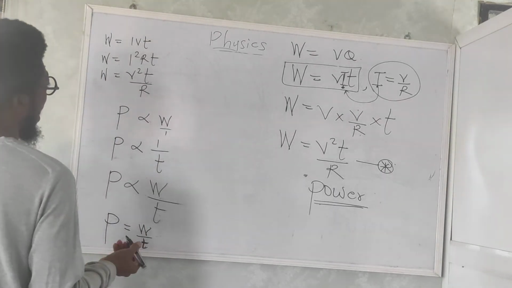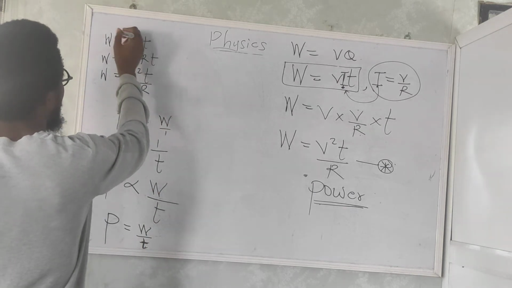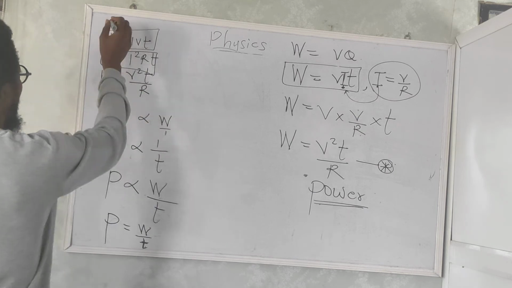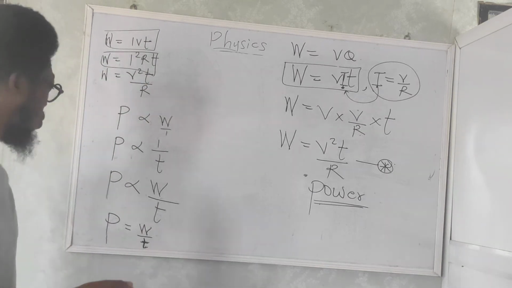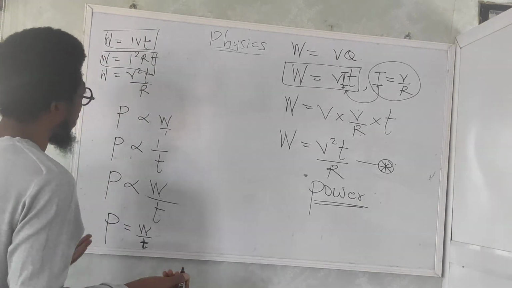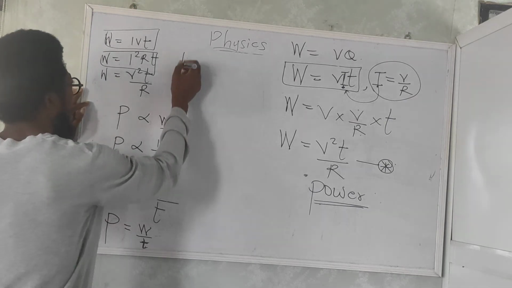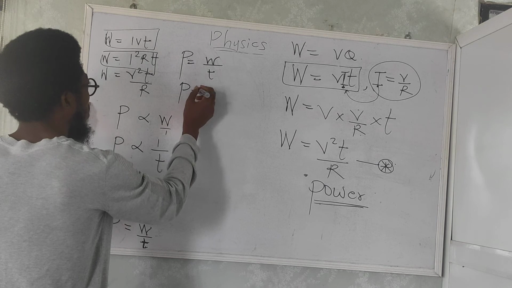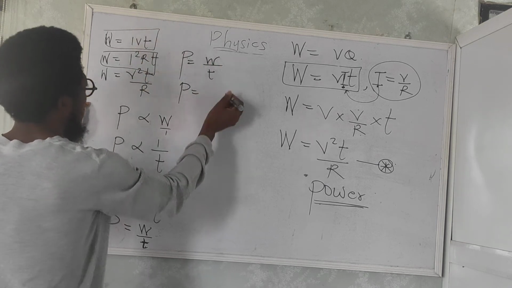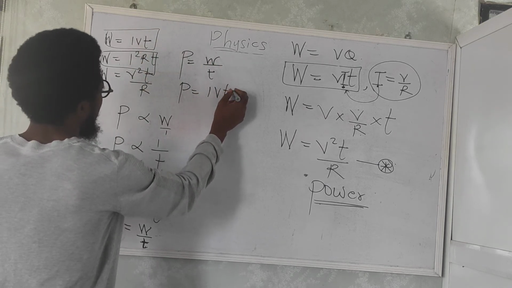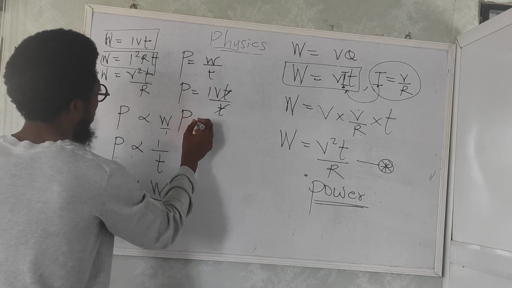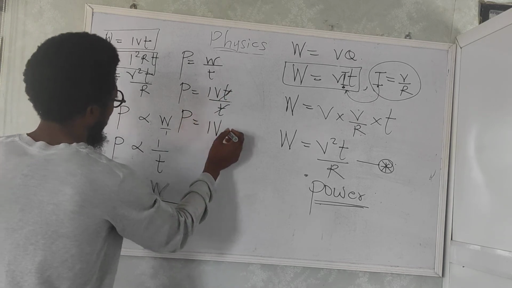So it simply means that if I can remember all these 3 formulas, then to get power becomes very, very easy. Why? Because power is work over time. And what is work according to the first equation? IVT over time. So remove time, then your power becomes IV. Correct?